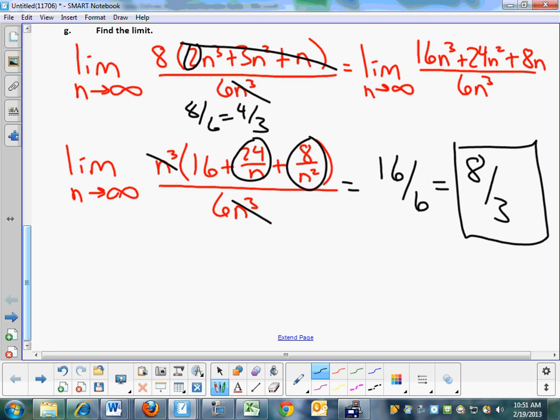You just added up an infinite number of rectangles. Shh, boys, girls. You just added up an infinite number of rectangles. You got 8/3. That represents the exact area bounded between 0 and 2 by the function y equals x squared and the x-axis. And you just did it.